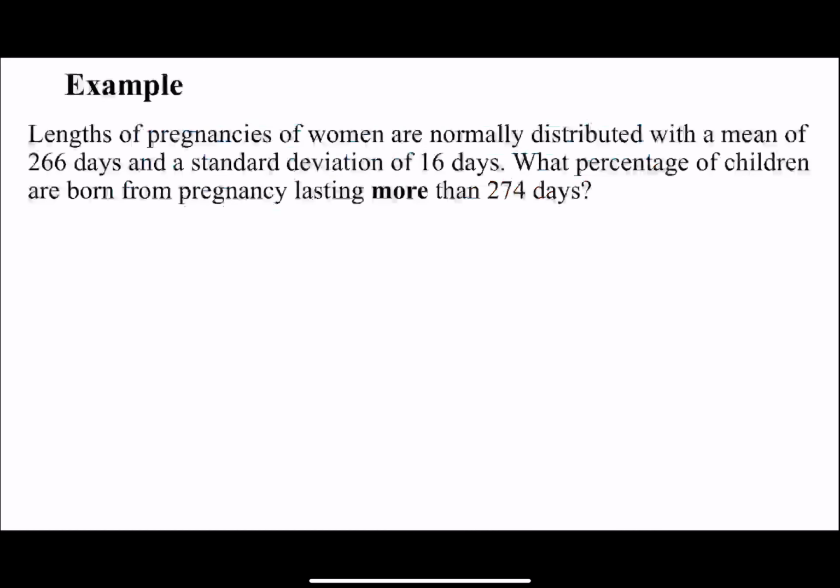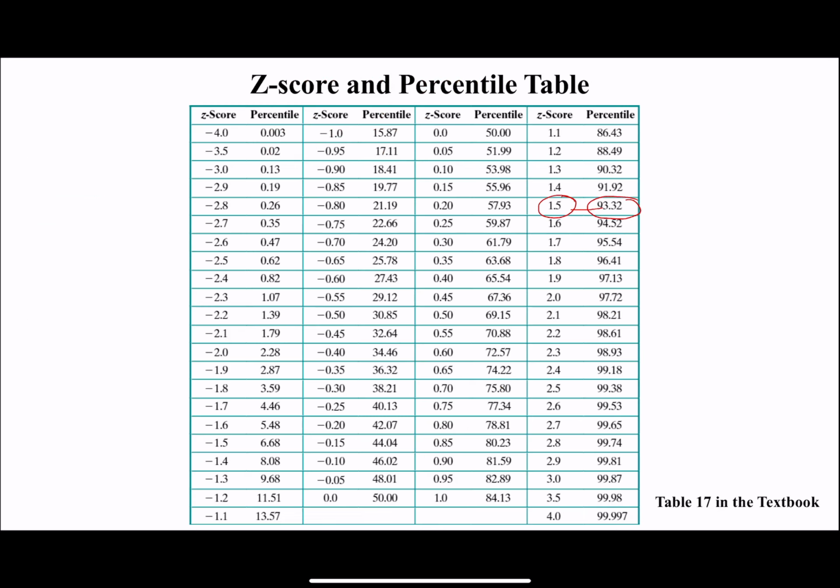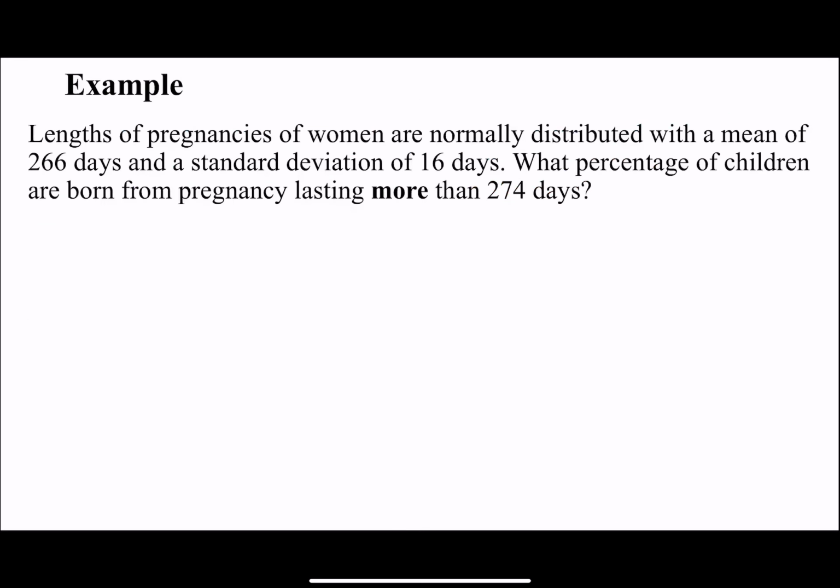93.32. Okay, so what happened? 93.32. It means 93.32% of men between 18 and 24 years old have a cholesterol level less than 239.15. Okay, that's the meaning of percentile. Here we go. What about here?